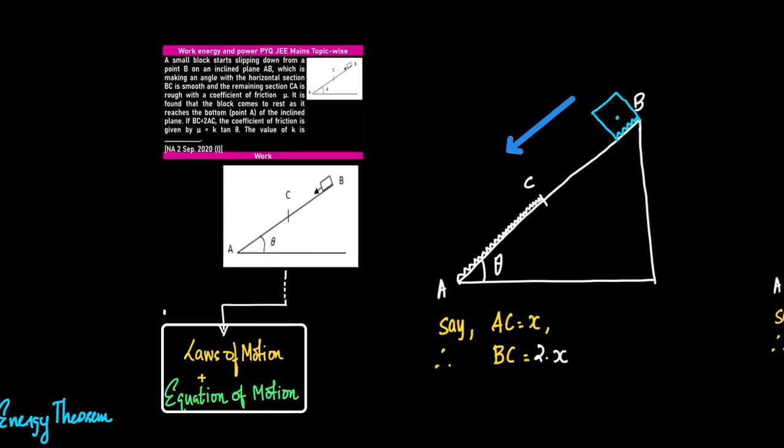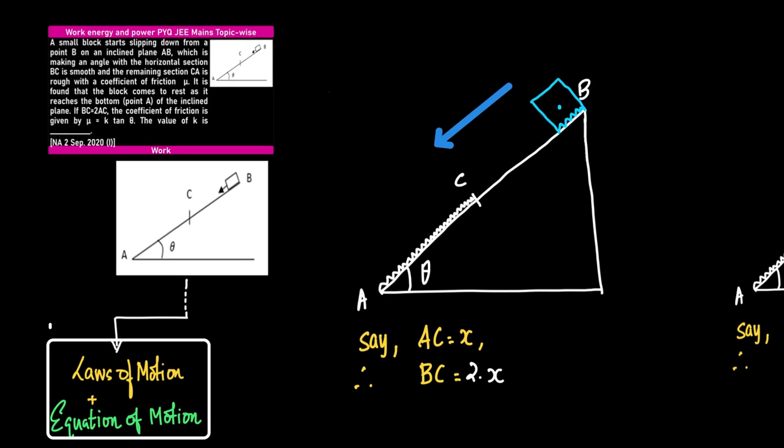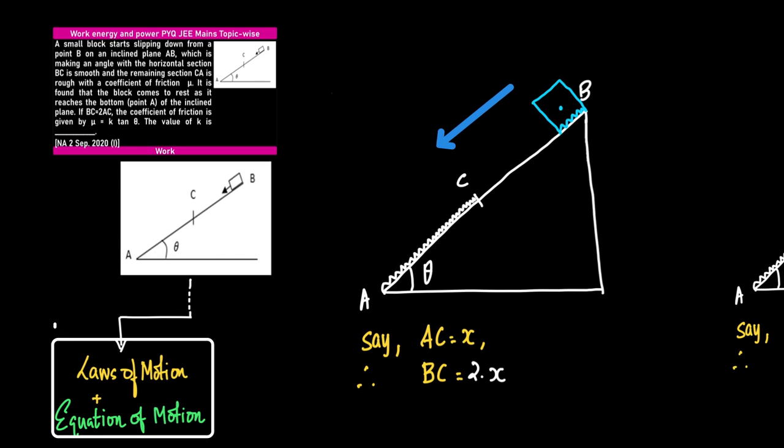So, for that, we first do the process of visualization. A small block starts slipping from a point B on an inclined plane AB, which is making an angle. There's a horizontal section CA which is rough, and BC is smooth. Given to us that BC is equal to 2AC. So let us assume that AC is equal to X. Therefore, what is BC?